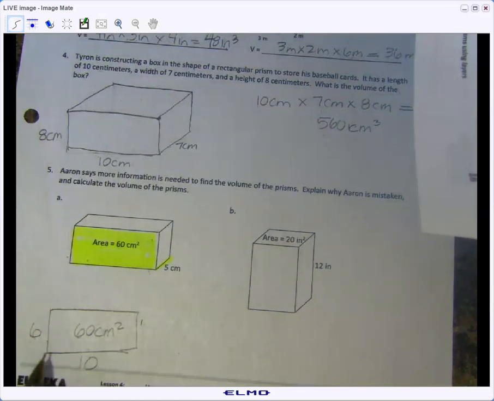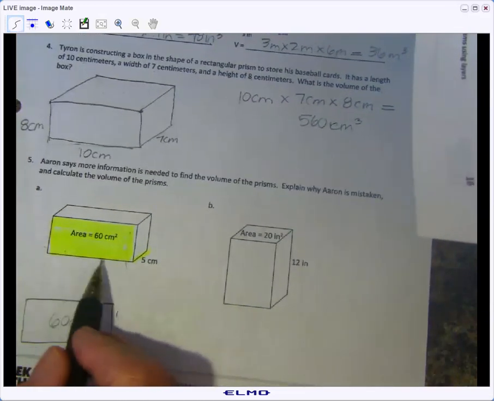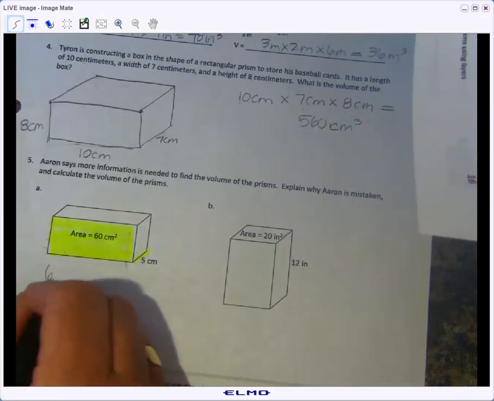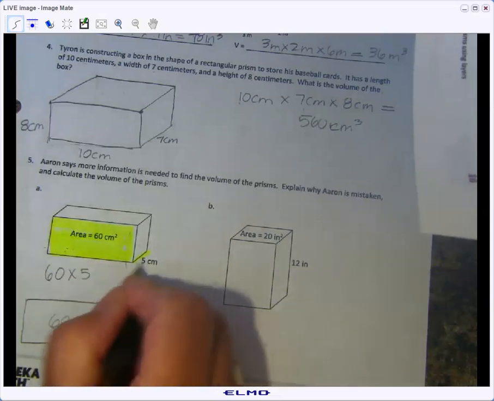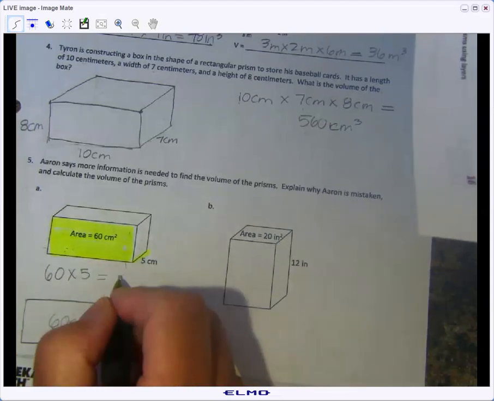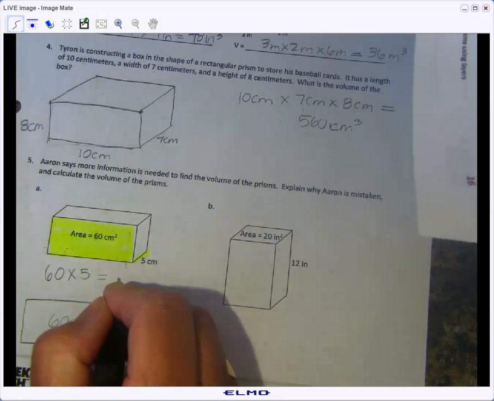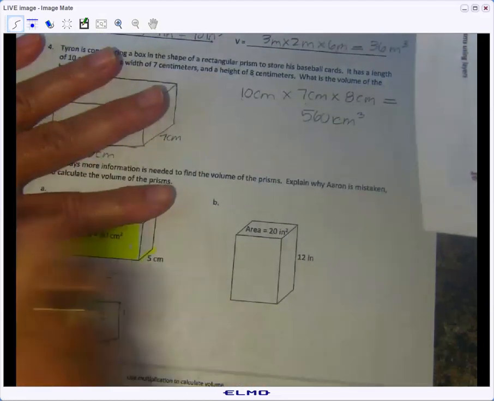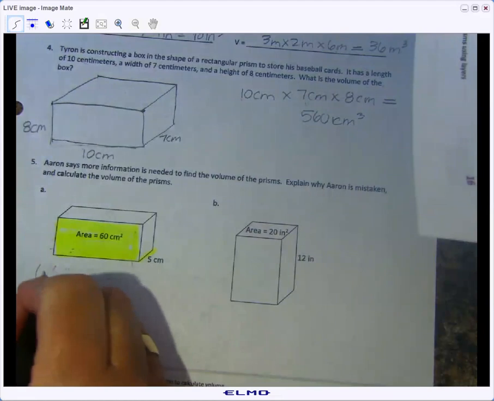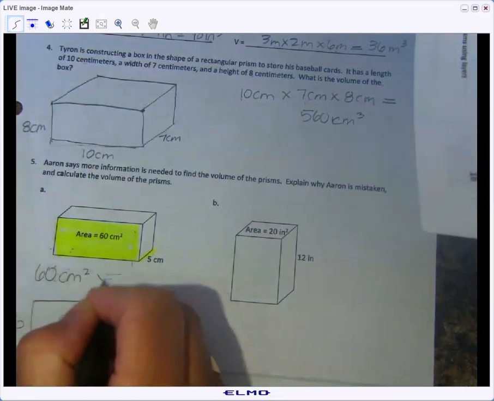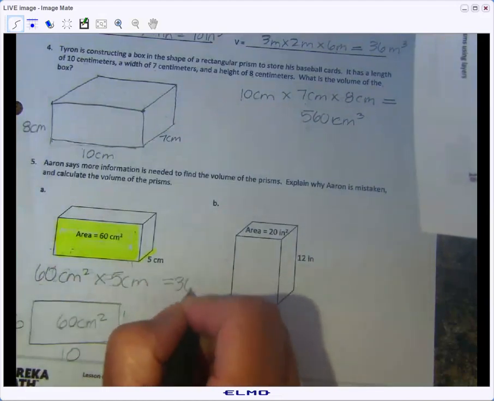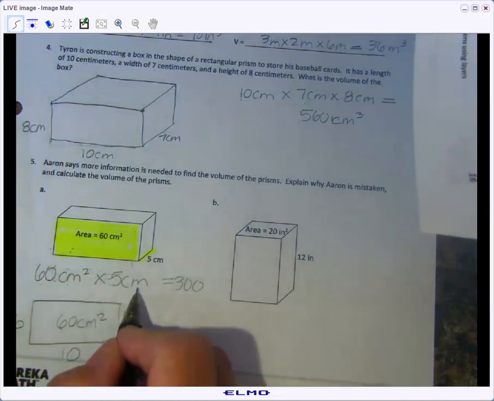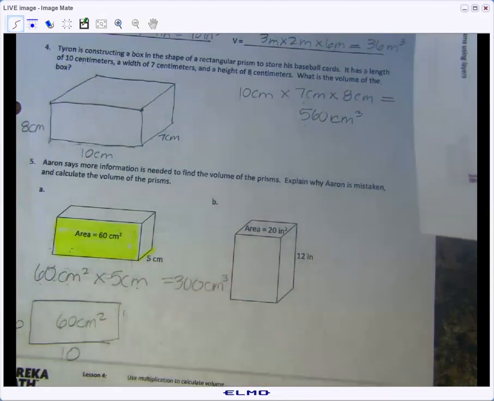But it doesn't matter. So the point is, if you know the area of one face, all you have to do is multiply it by 5, and you will get the volume. And so the volume is going to be, if I do it this way, 60 square centimeters times 5 centimeters. And 60 times 5 is 300. But if I multiply centimeters squared times centimeters, I will get centimeters cubed, okay?